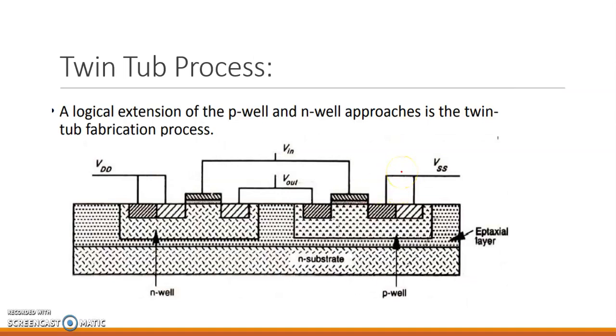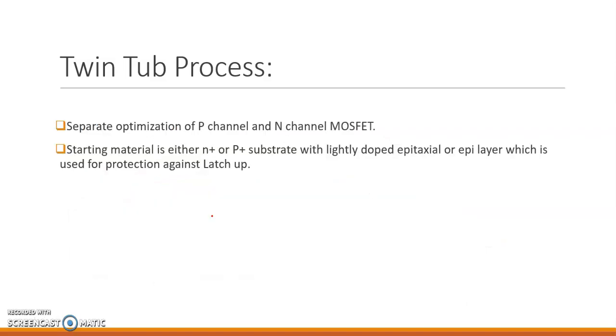Now we'll see another method, the twin tub process. The twin tub process is, instead of having an N-well or P-well, we are forming the transistors both in a well. First of all, an N substrate is taken, on which the epitaxial layer, which is a low resistance material, will be deposited, and then we are forming the N-well, and then a P-well, and in the P-well we are forming NMOS, and in the N-well we are forming PMOS.